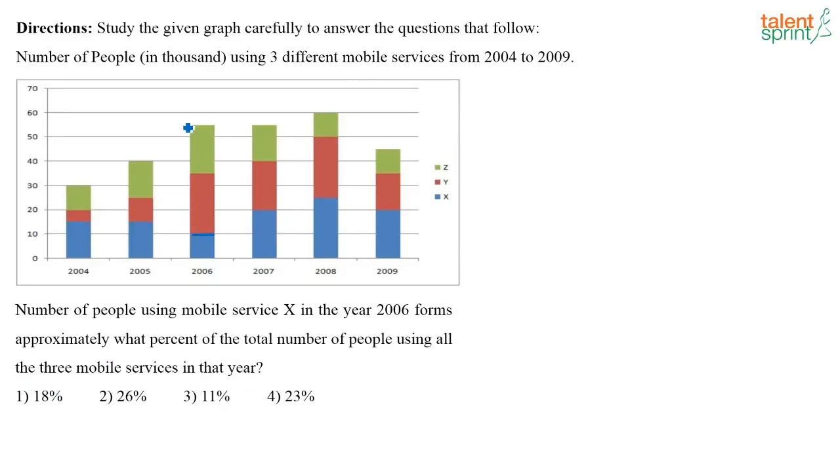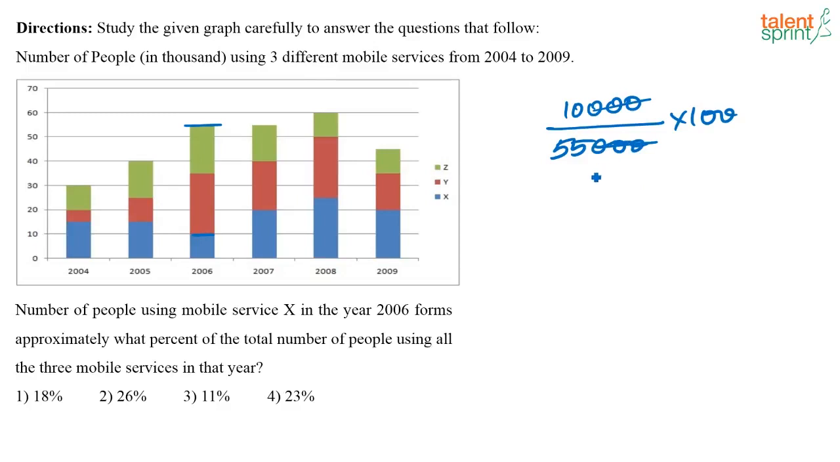So totally how many people are using mobile services in that year? Put together 55. Everything is in terms of 1000, right? So 55,000 people are using. Out of that, 2006, how many people are using service X? People using service X is nothing but 10,000, right? So this is the percentage that we are looking at. Or that is nothing but 55 or 60. How many are using in 2006? 55, right? Yeah.